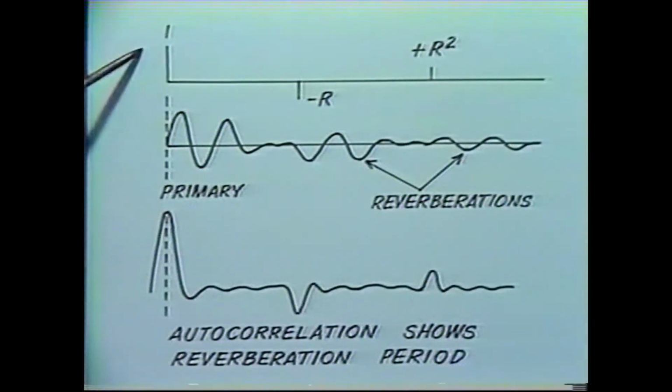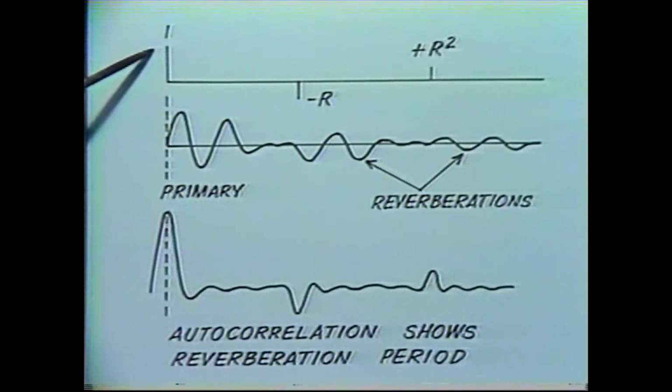The autocorrelation function is useful in deconvolution because it's a measure of how much a trace looks like itself at various lags, that is, at various time shifts. Let's see how that's relevant by looking at a reverberation series.